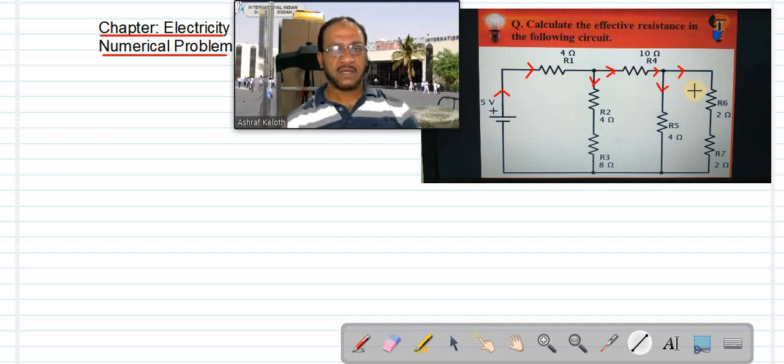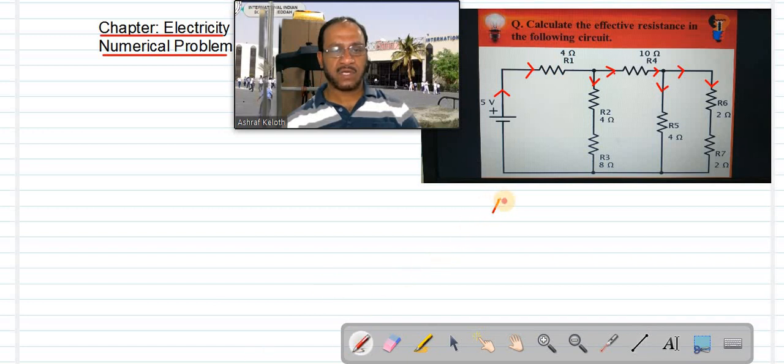Now we have to start simplification of the circuit from this end. If power supply is here, from the farther end, we need to start the simplification of the circuit. Now we can see here when the current flows in this branch, the same current is flowing. So these two resistors R6 and R7 are in series, because same current flowing means series. So we can find out the total resistance of that. They are in series combination.